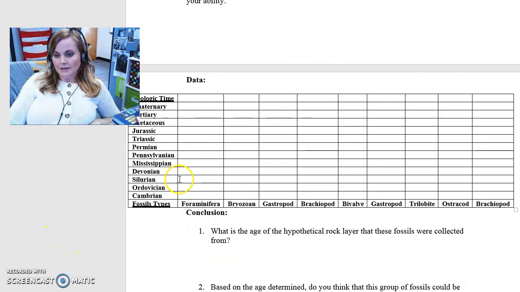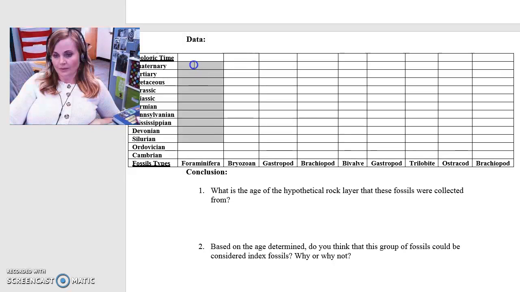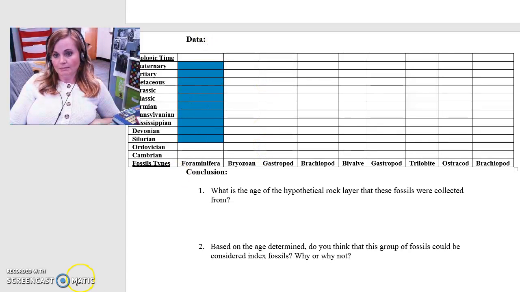So what I'm going to do is highlight the boxes from Silurian to Quaternary, maybe. There we go. And then I'm just going to right click and change this color so that I'm filling in those boxes. So I'm going to color in the areas from the oldest occurrence to the youngest occurrence. And then you're going to do that for all the different fossil types, okay? So that's what you need to do at this point.